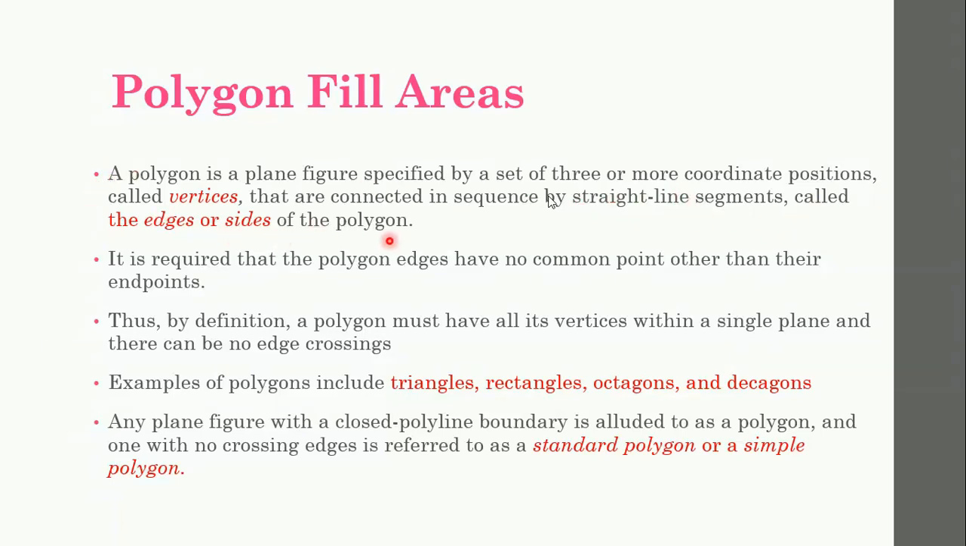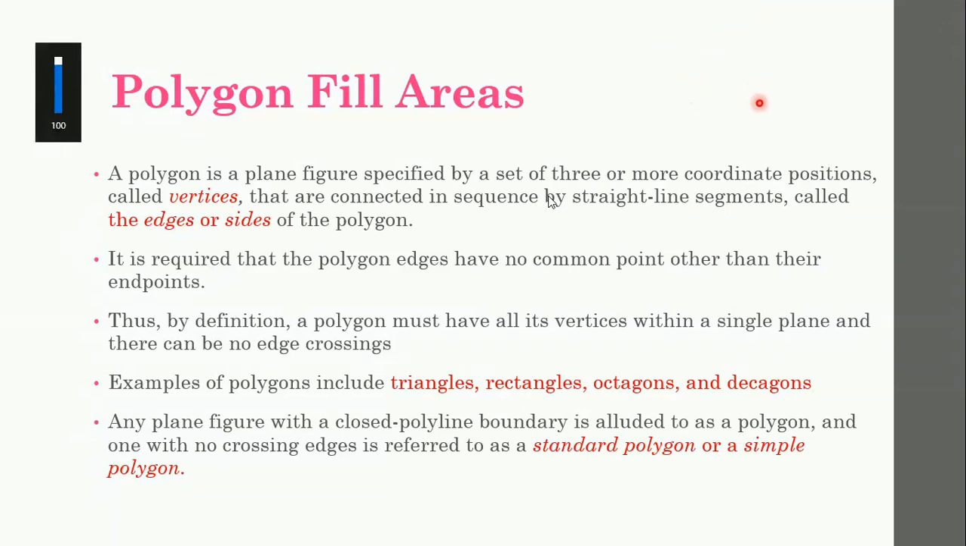Any polygon will have at least three vertices and straight line segments, which we call edges or sides. It is considered that polygon edges have no common point other than their endpoints. By definition, a polygon must have all its vertices within a single plane. Whenever you say a polygon, it exists within a single plane, say the xy plane.